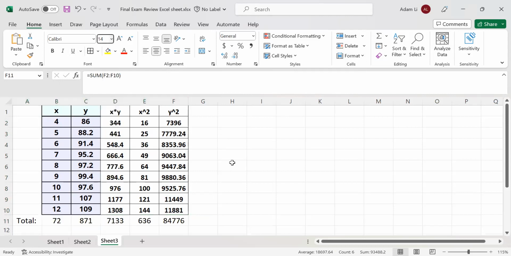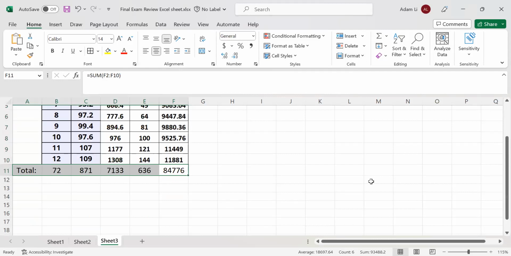So if you want to rewrite this, we just rewrite it. We know total of x is 72. Total of y is 871. Total of xy is 7133. Total of x squared is 636. And total of y squared is 84,776.